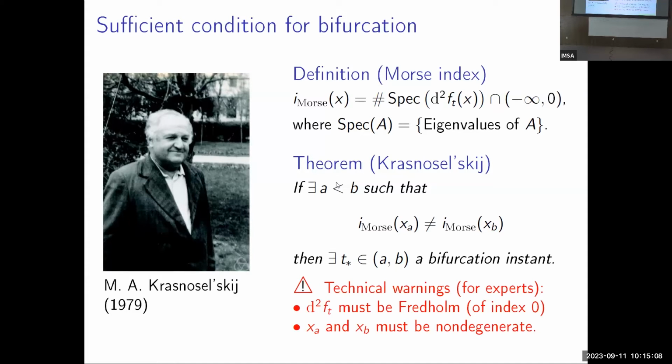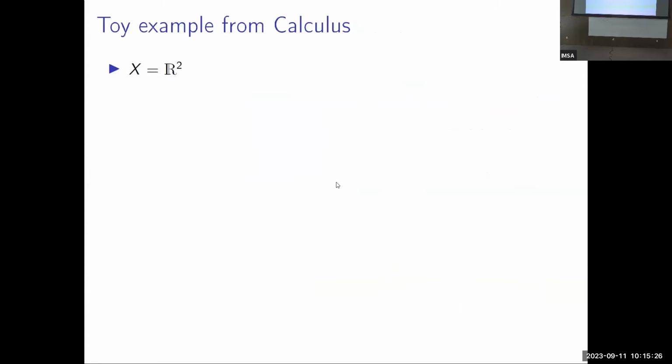There are a lot of additional assumptions that I'm skipping here. Of course, technical assumptions. You need the second derivative to be a Fredholm operator. You need to have some non-degeneracy at the endpoints. But this is not a technical talk, okay? So we'll skip the technical assumptions here. So let me show you a toy example from calculus.